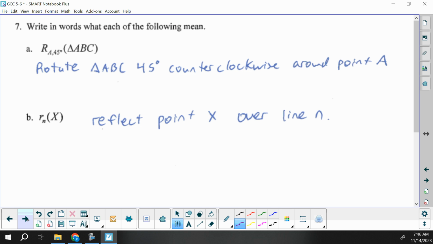For 7, capital R, we have a rotation. The thing that's being rotated is triangle ABC, 45 degrees counterclockwise, and we're going around point A. Because it's a positive 45, if you just said 45 degrees, that would be fine as well, because that implies counterclockwise. Little r is a reflection. Capital X is a point, so we're reflecting that point over line N, and we know N is a line because it's a lowercase letter. If it was a point, it would be an uppercase letter.